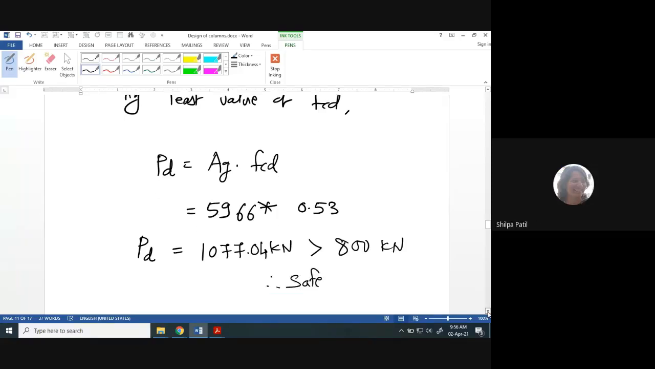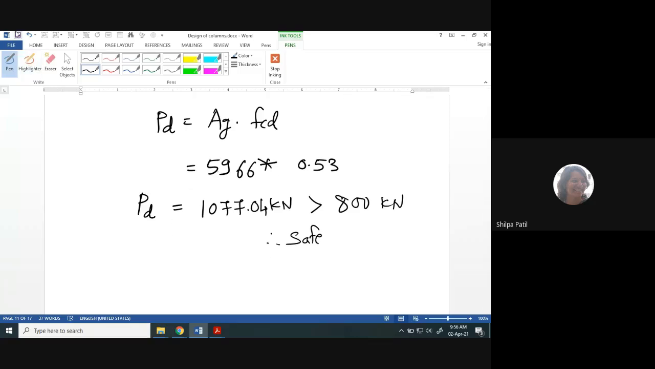Okay, this is how we design the columns. Obviously, the support conditions given in this problem were simple, both ends hinged. You may get a support condition like one end hinged and another fixed, which is the normal criteria for any kind of industrial shed. But for calculation purposes, our calculation becomes easy when we consider both ends hinged. Whenever we consider the fixed support, our calculation becomes very difficult.